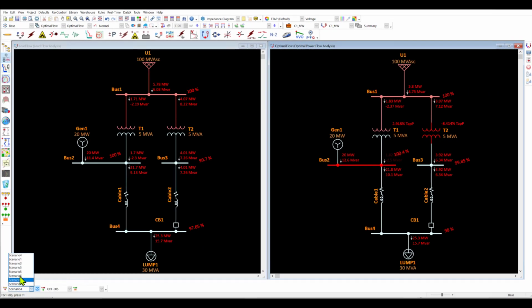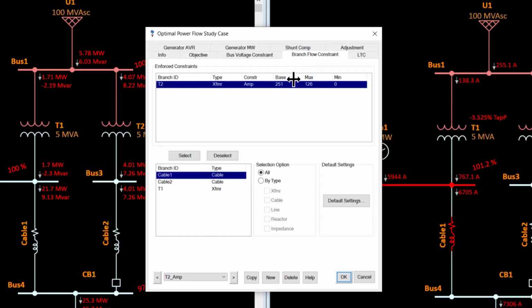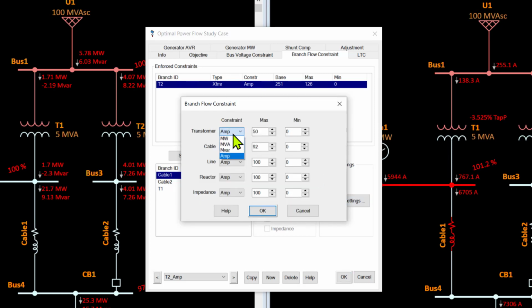Similarly, ETAP also allows you to apply constraints on transformers, and in this case when we apply an amp constraint on the transformer, we can switch our unit over to amps and observe that the flow on the transformer is 125 amps on the primary, which corresponds to the 126 max on the transformer T2. Similarly, the other constraints can be applied as well based on amps, megawatt, megavar, and MVA for the transformers. We can also apply similar constraints on transmission lines, reactors, and generic impedances.